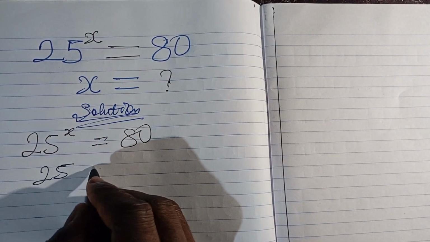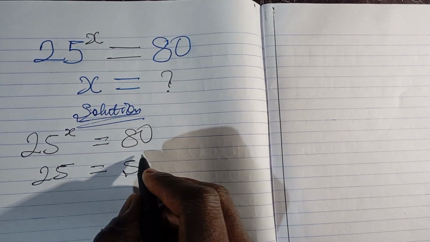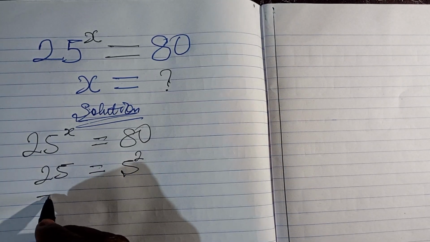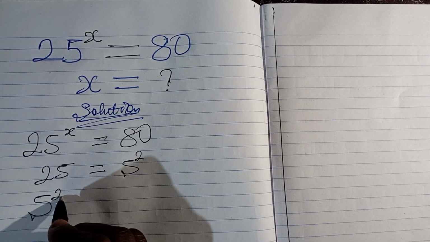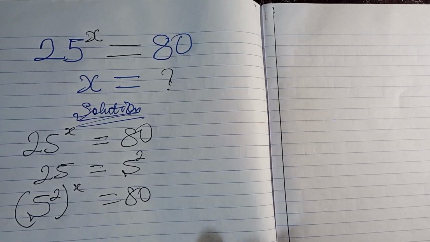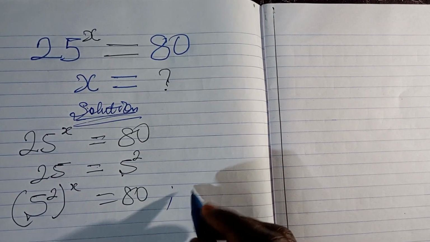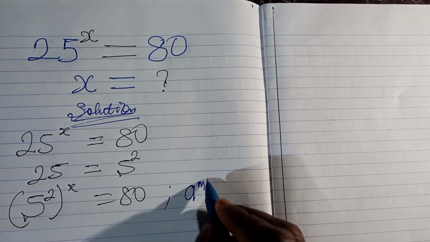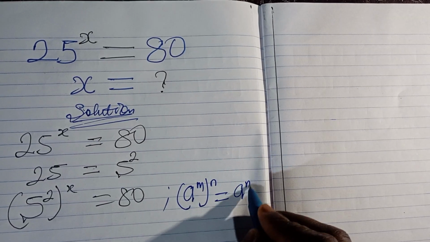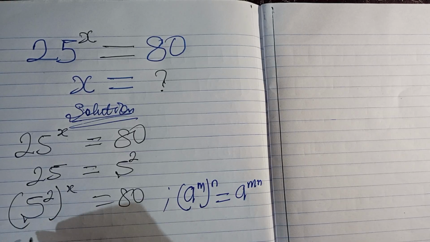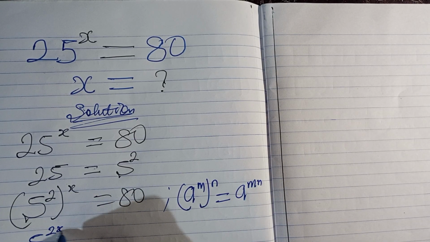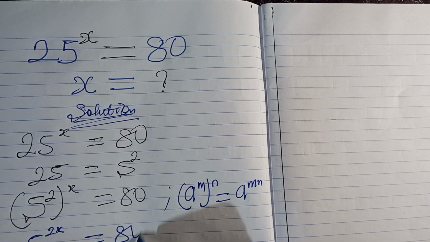25 in base 5 is the same as 5 raised to power 2. So we can now have 5 raised to power 2, all raised to power x, is equal to 80. Also, a raised to power m, all raised to power n, is a raised to power mn. So here we are going to have 5 raised to power 2x is equal to 80.